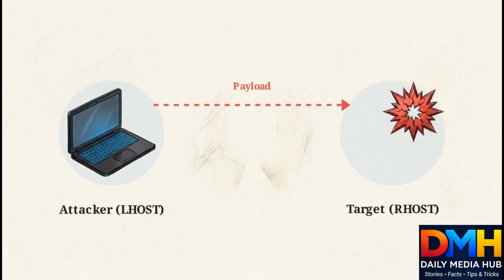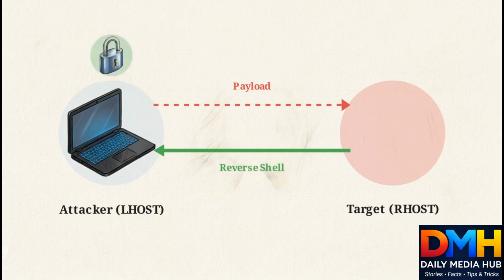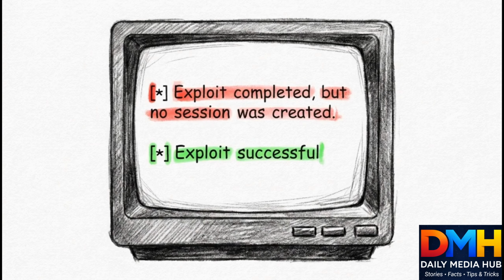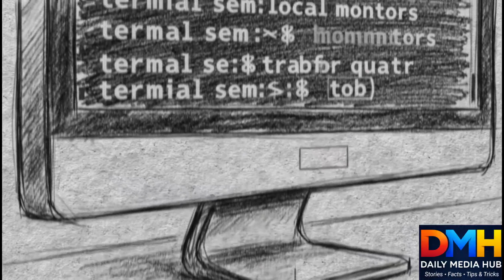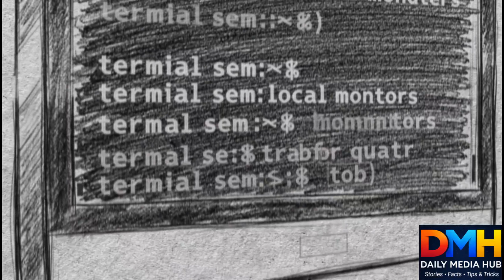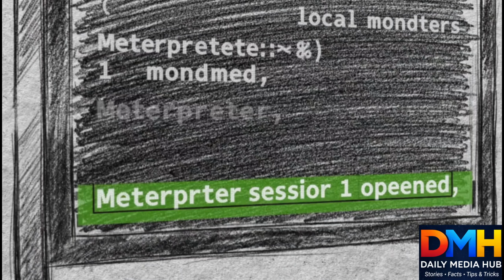If the vulnerability exists, the payload executes and forces the target machine to open a reverse shell, creating a direct link back to your terminal. If the connection fails the first time, simply run the command again. Some exploits require a second attempt to successfully stabilize the connection. Look for the line that says Meterpreter session 1 opened. This confirmation means you have successfully established a live connection inside the Windows machine.